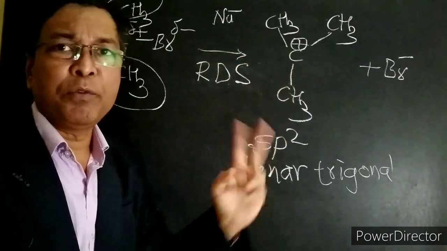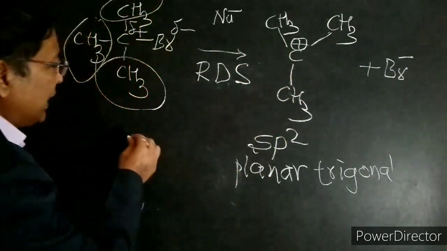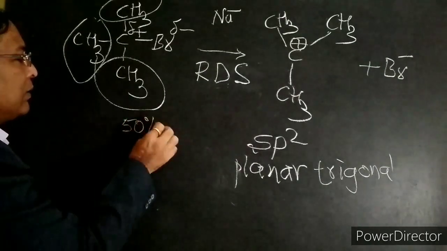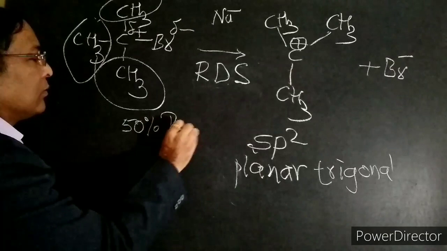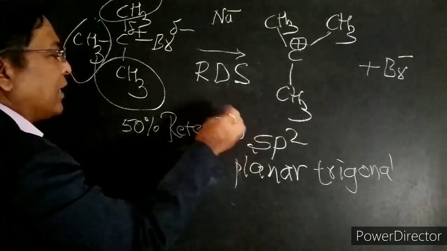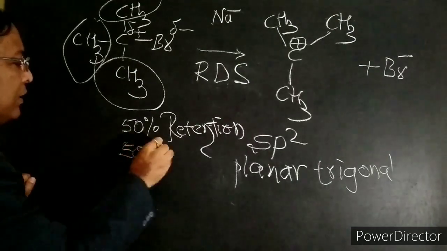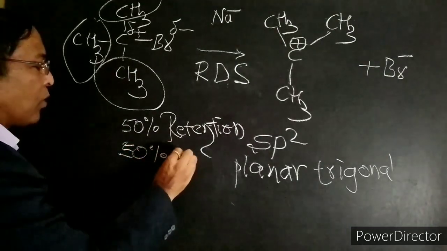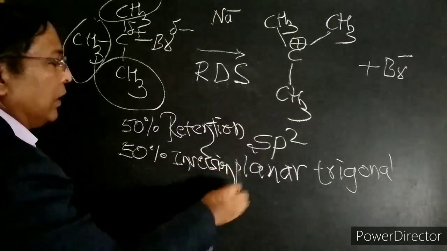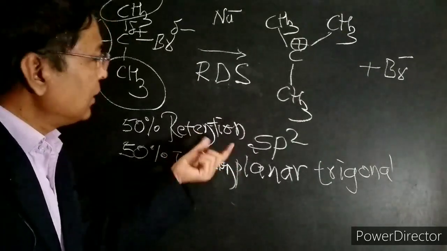There are 50-50 possibilities. Therefore, in SN1 reaction mechanism, we get 50% retention product and we get 50% inversion product. What is retention?